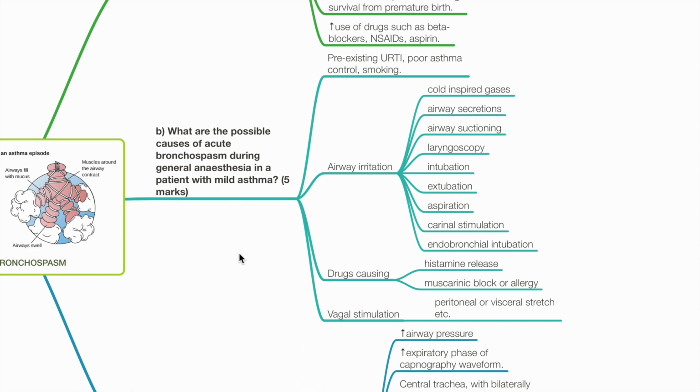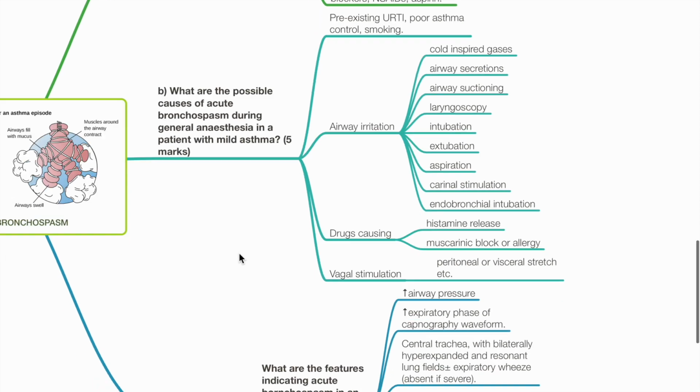Drugs causing histamine release and muscarinic block, or drug allergies, can trigger asthma. Vagal stimulation such as peritoneal or visceral stretch can trigger bronchospasm.